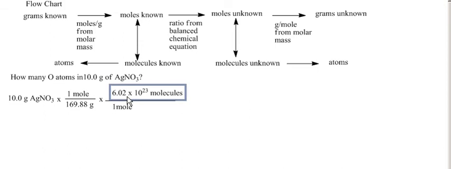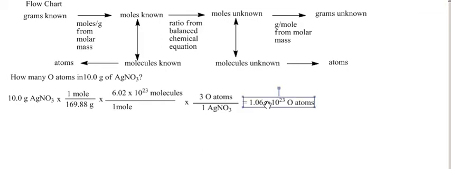Now we look at the formula of AgNO3 because we want to know how many oxygen atoms there are in this many molecules. Well, the formula tells us that one molecule contains 3 oxygen atoms, and that's the conversion factor we're going to use. We know that every single AgNO3 molecule, and I really should have written AgNO3 molecules here so that the molecules cancel out, contains 3 atoms. When we do the math here, we find that we have in 10.0 grams of AgNO3 1.06 times 10 to the 23rd oxygen atoms. So we went from grams to moles to molecules to atoms.